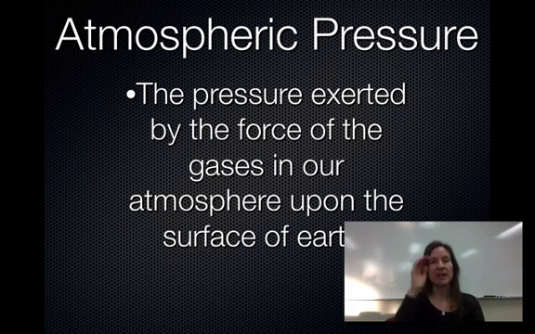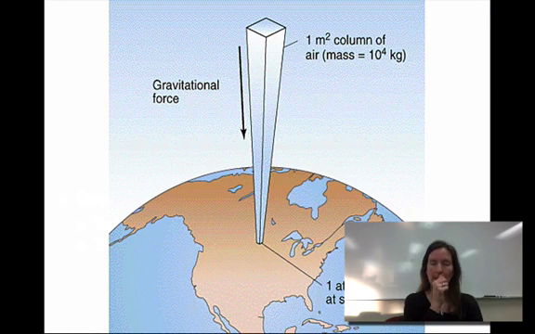Okay, so we have tons of gases in our atmosphere, and they're all pressing down onto the surface of the Earth. And when we talk about that unit of atmospheres, ATM, the way it's defined is if we go from the outer edge of our atmosphere all the way down to sea level, and if you take a 1 meter squared column of all of the gases in that area, that's going to equal 1 ATM of pressure.